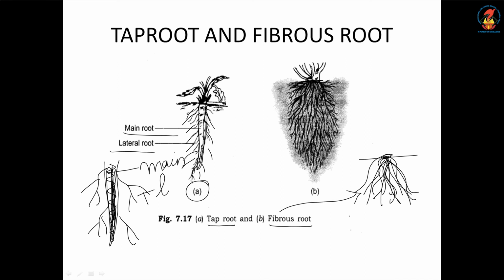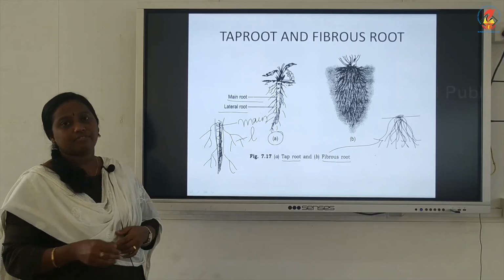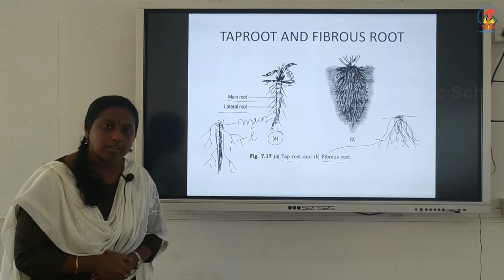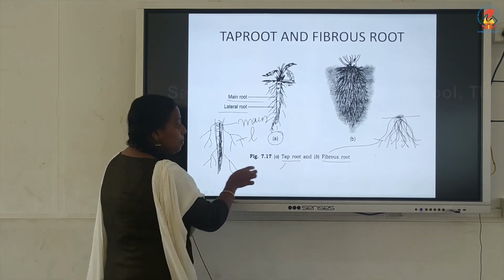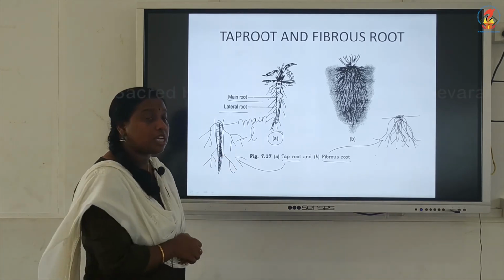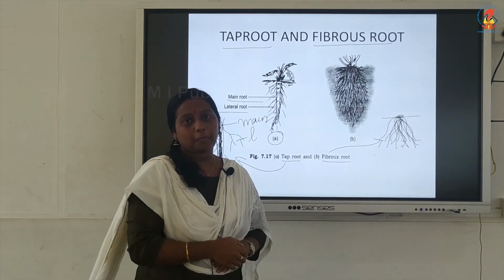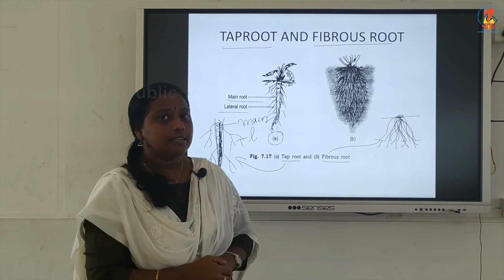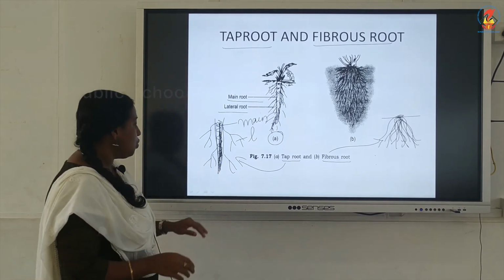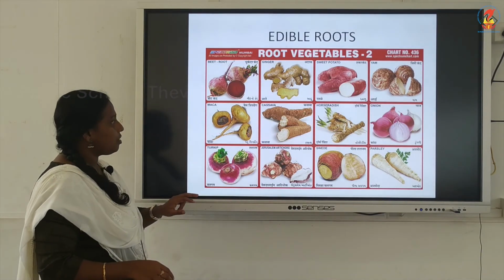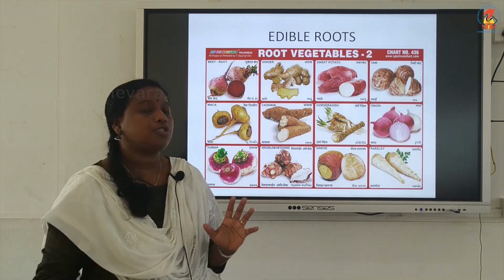Here there is no main root, there is no side root, nothing. All the roots are almost of the same size. Whereas here there is a main root and so many side branches arising from the main root. So understood, kids? There are two main types of root system. Which are they? Taproot system and fibrous root system. Is this clear?